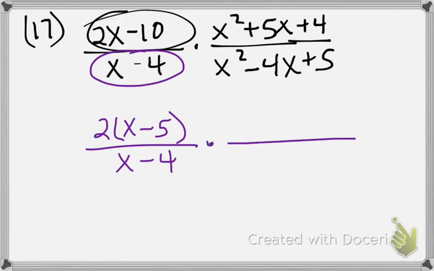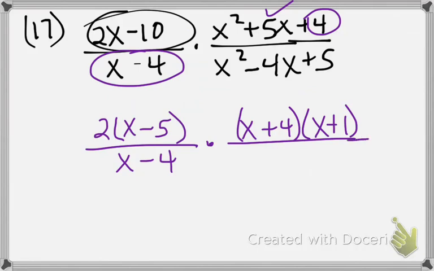For x squared plus 5x plus 4, I need two numbers that multiply to give me 4 and add to give me 5. So I'm going to use x plus 4 and x plus 1 because that would add up to 5.